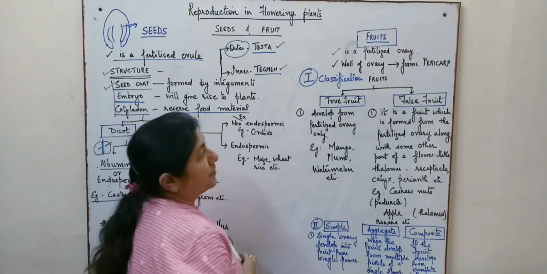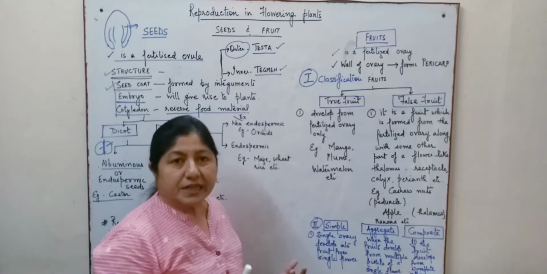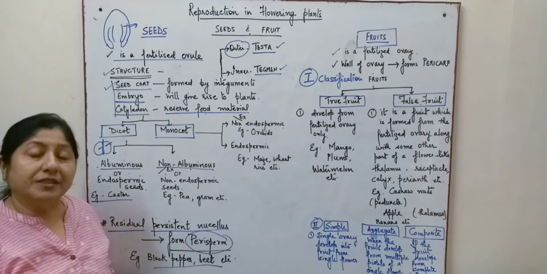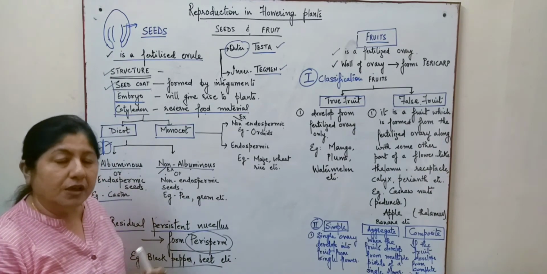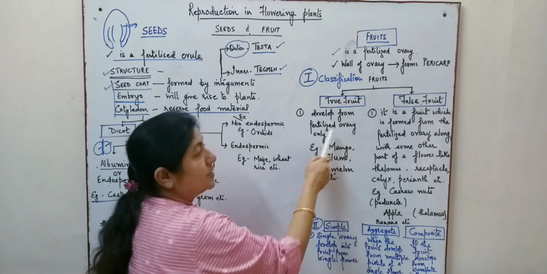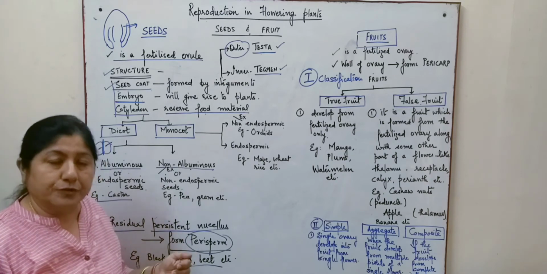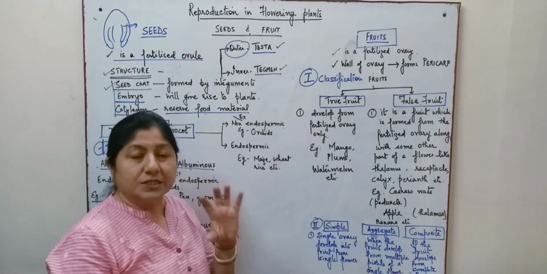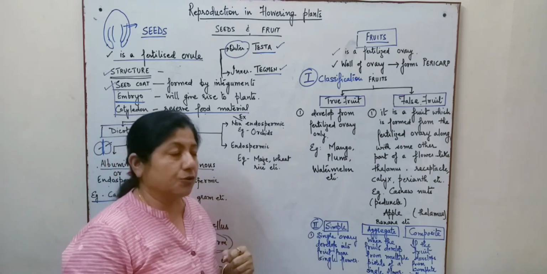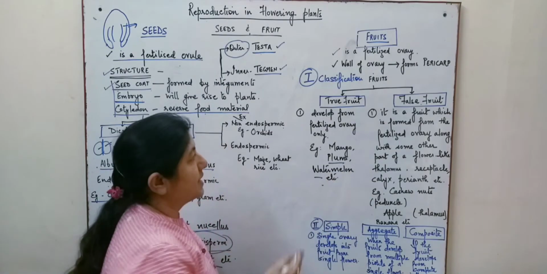Now, when we classify the fruits, there are certain classifications, because around us we find different types of fruits. First, we classify them by whether the fruit has developed from the ovary or any other part. The fruits that develop from the fertilized ovary only are known as true fruits. No other floral part plays a role in the development of the fruit. Examples are mango, plums, watermelon. There are several examples.